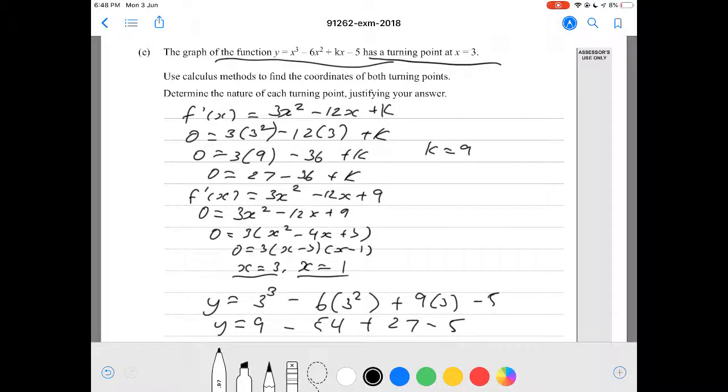negative. Wait, what? Did I screw something up? I think I did. Sorry guys, just hold up for a second. I think I might have done some calculation mistakes here.